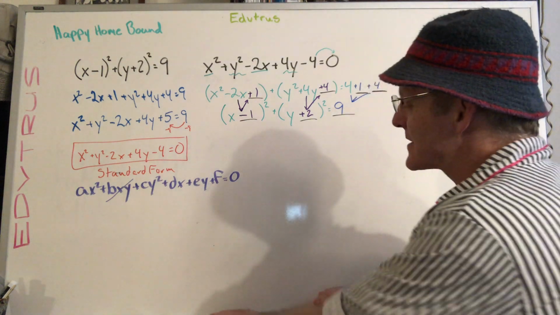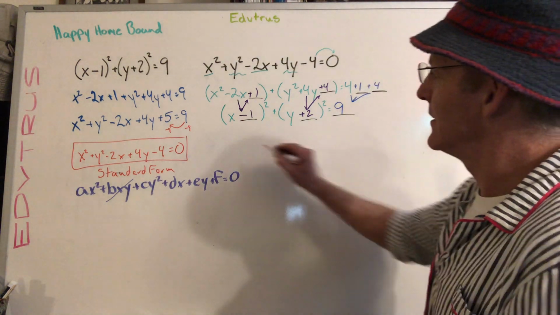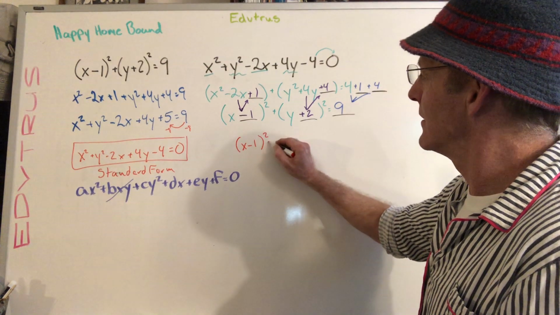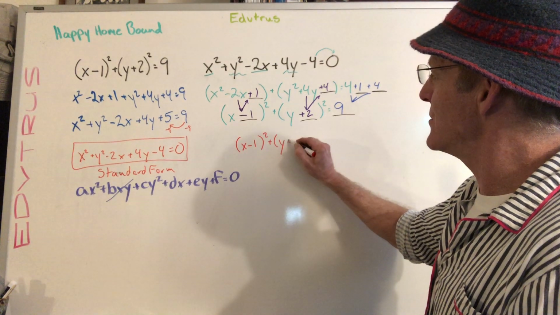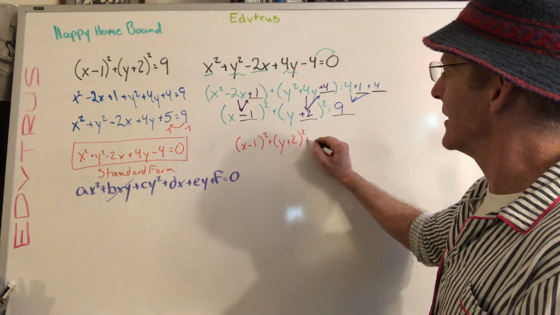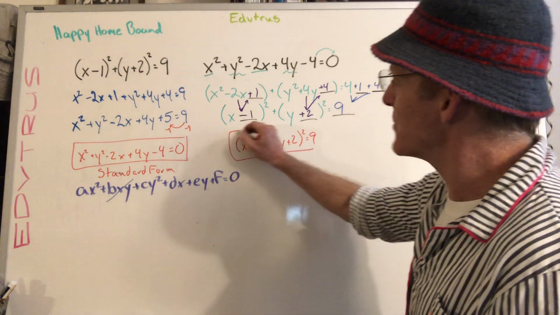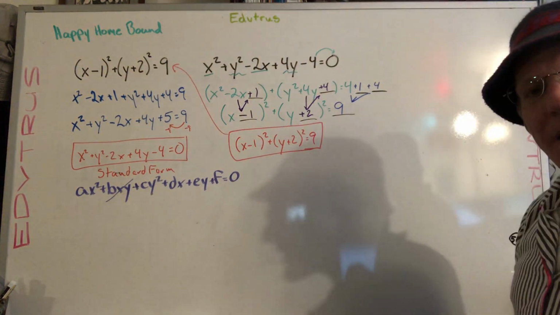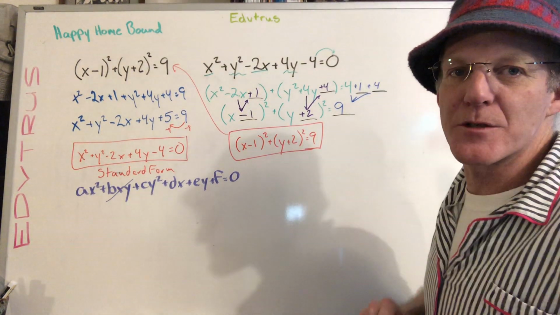Now, if we rewrite this out to make it look nice and clean, we get x minus 1 squared plus y plus 2 squared equals 9. And guess what? If you notice, there it is right there. We got right back to where we were supposed to.